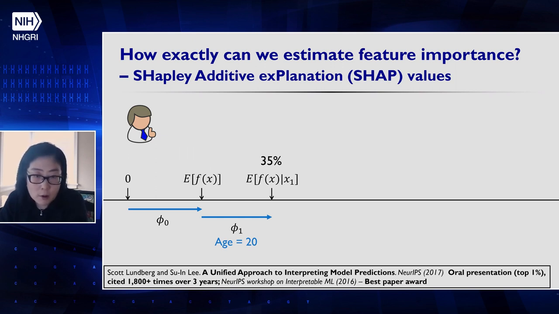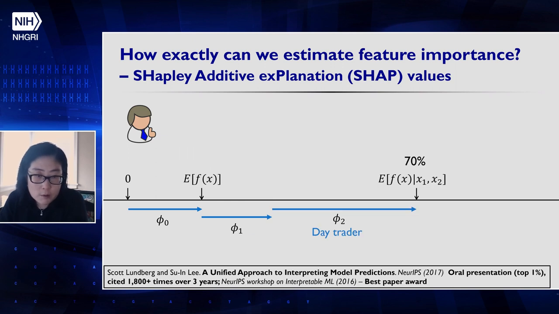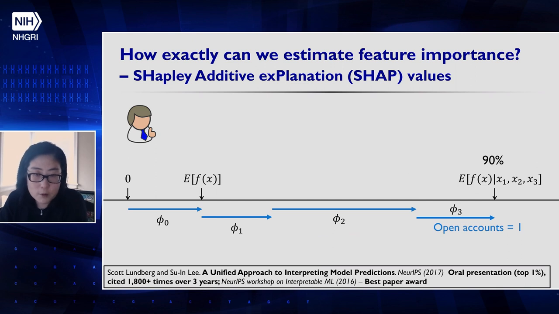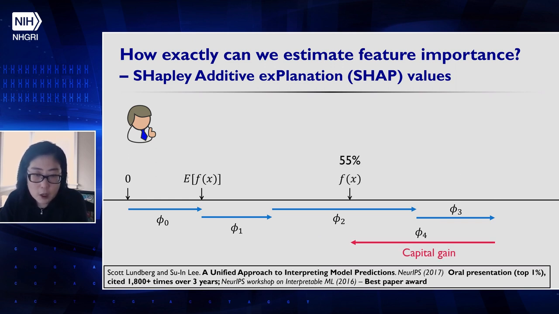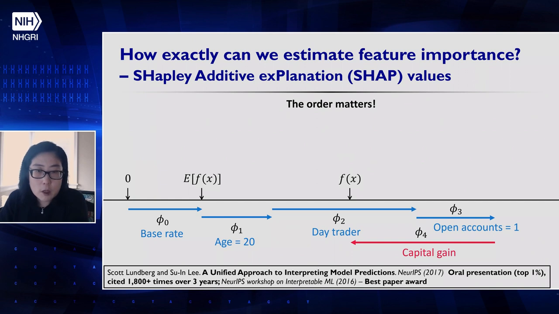And then next we condition on John's occupation, which may not be the most stable. And then again, we attribute the change in the expected model output to his occupation as a day trader. So if you repeat this for all the other features, say open account and capital gain, you end up conditioning on all features, and so you arrive at 55%, which is John's predicted risk. So basically, the lengths of these arrows, how much you attribute to each of the features, may indicate their importance. Here, it's actually important that in this process, the order matters.